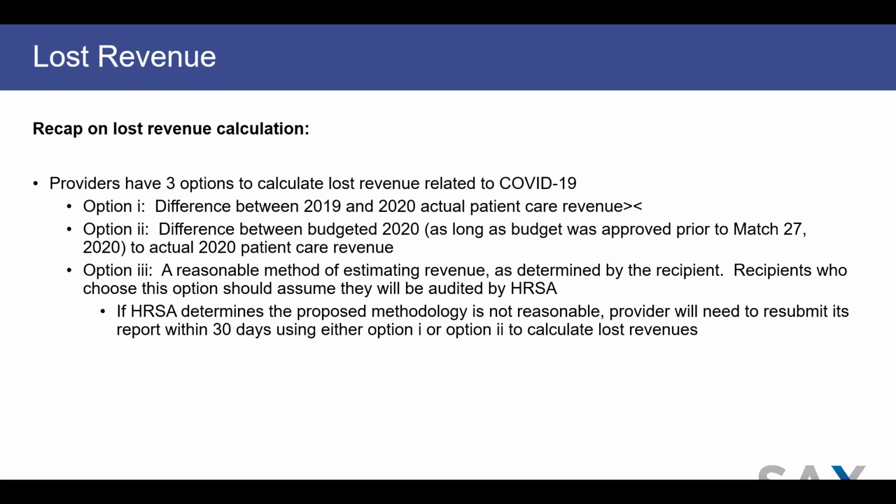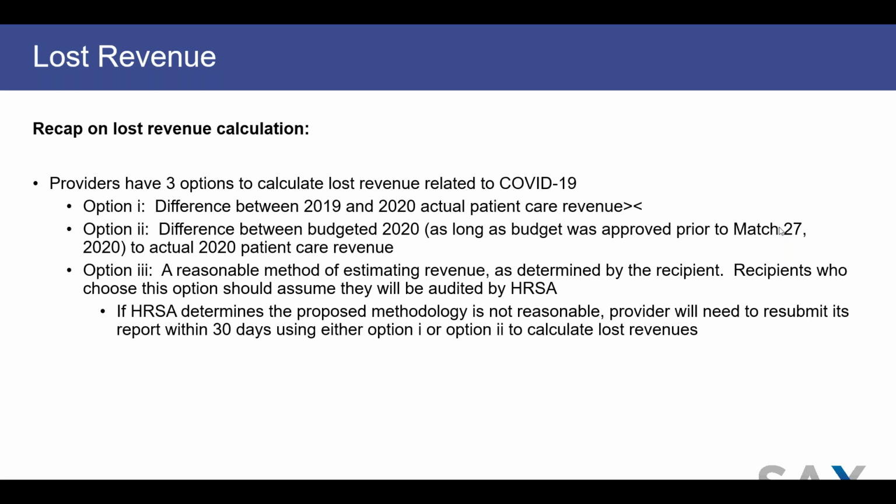And then the third option is kind of a choose your own method. However, with this option, if you do go this route, you will more than likely be audited by HRSA. So what that means is if HRSA comes in and deems the method you've chosen not to be reasonable, they will then require you to resubmit the report within 30 days using one of the other 2 options.